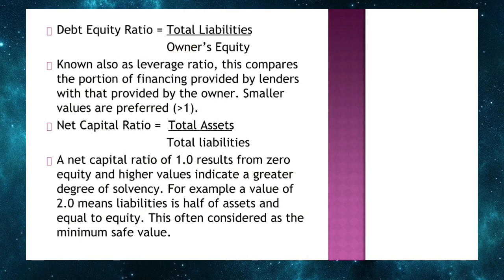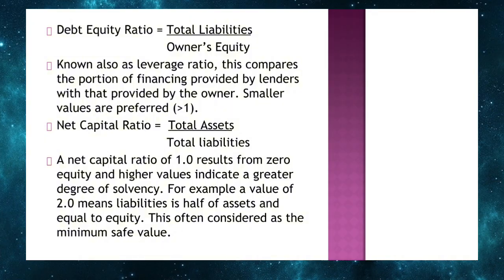This slide explains the debt-equity ratio, also known as the leverage ratio. It compares the amount of financing provided by lenders versus the amount provided by the owner. This is calculated by dividing total liabilities by owner's equity. Lower values are preferred because they indicate lower reliance on borrowed funds. A high debt-equity ratio signals higher financial risk and may make lenders hesitant to approve additional loans.